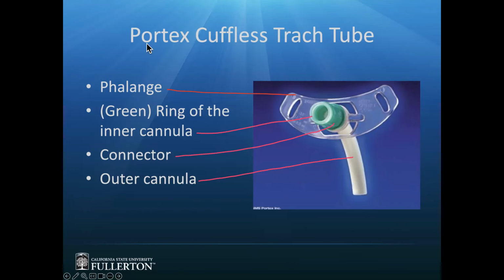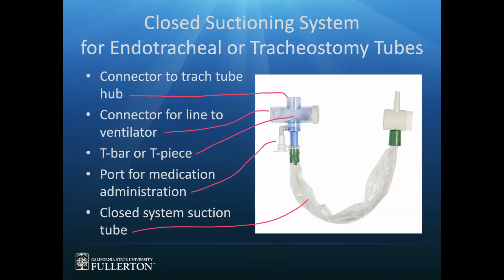Now, in terms of the kinds of practice settings there are, Portex tends to be used in long-term care, and Shiley tends to be used in acute care. Shiley is a more expensive product. Portex is a little less, and that's why they use it in long-term care, where the costs quickly stack up. So they're looking for anything that they can save a little money on.